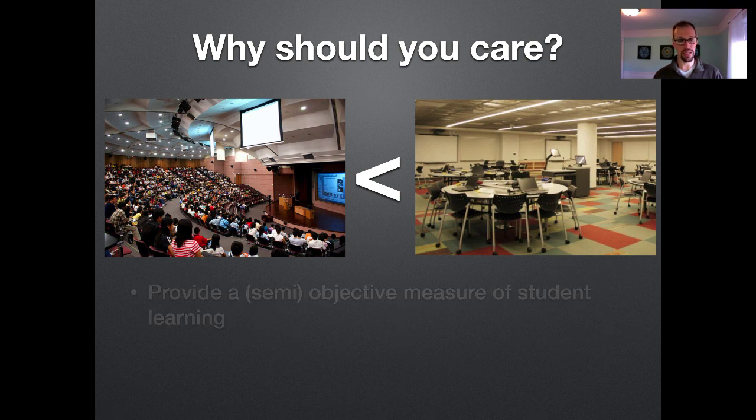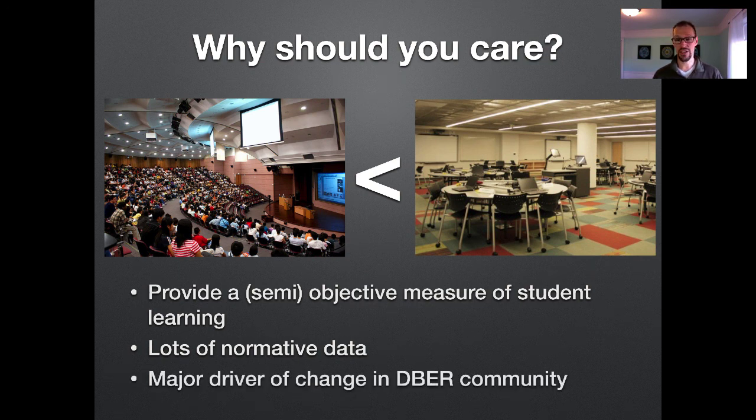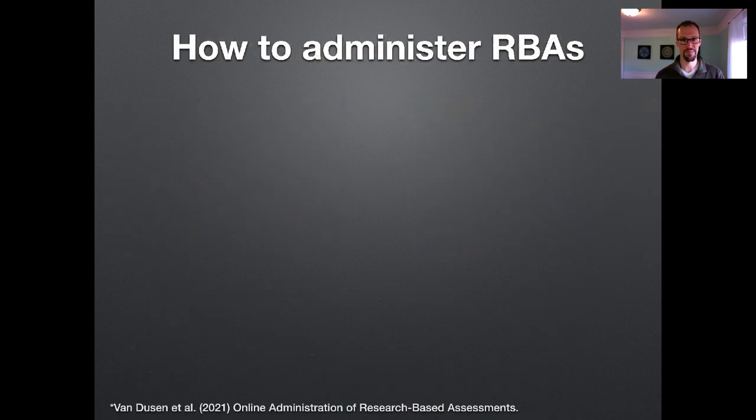This is where RBAs can come in and provide at least a semi-objective measure of student learning. There's also lots of normative data, which is data from other studies you can draw on as comparative data. Historically, this has been a major driver of change within the discipline-based education research community. In STEM education, this has been a major way to test curriculum, refine classroom spaces, and identify effective learning activities. So how do you administer RBAs?